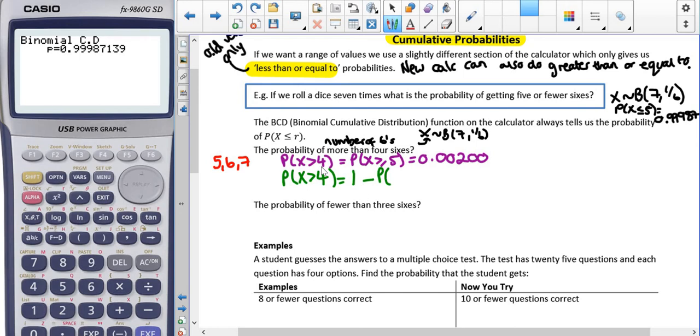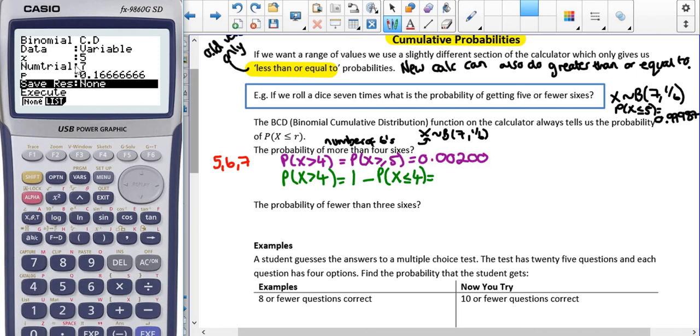So the ones that we don't want are anything that's less than or equal to 4, so 4, 3, 2, 1, 0. So that's going to be x is less than or equal to 4. And this is the bit, the probability of x being less than or equal to 4 is the one that we can get from our calculator. So if I go back a step, this time x, remember that this is the less than or equal to bit, so that's going to be less than or equal to 4. The number of trials is still 7, and the probability is still 1/6. And that gives us this value here.